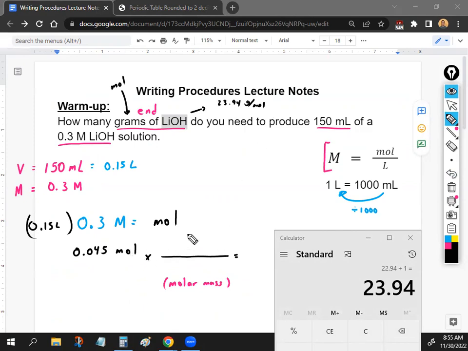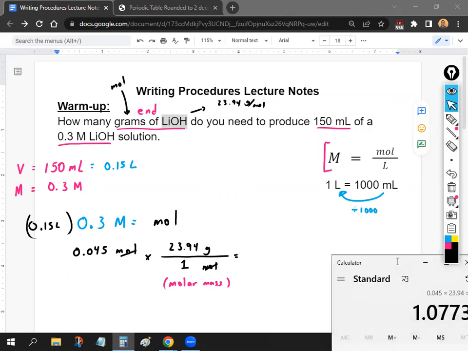Now, we have to put it into this fraction correctly. Since we have moles on the top, we're going to put moles on the bottom to get rid of it, so it's going to be 1 mole on the bottom. Then we're going to put grams on the top, so 23.94 grams on top. The moles cancel out, and then we just plug it into the calculator: 0.045 times 23.94. Our final answer is going to be 1.07.